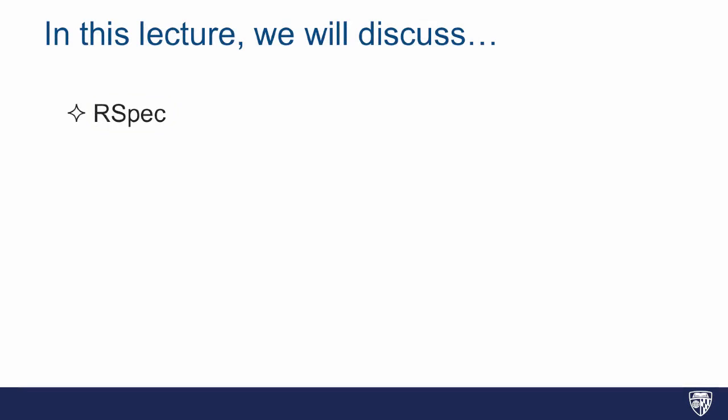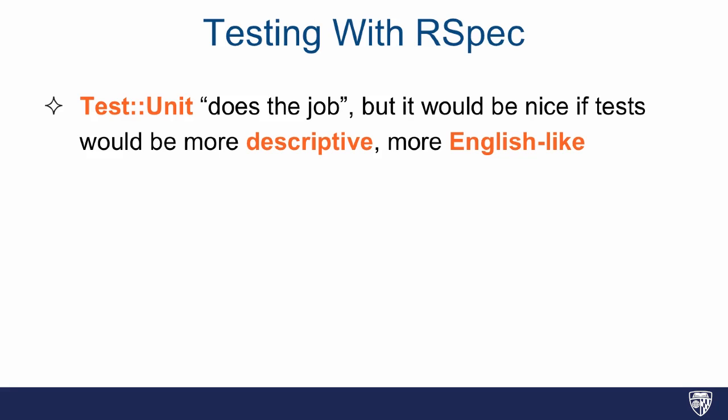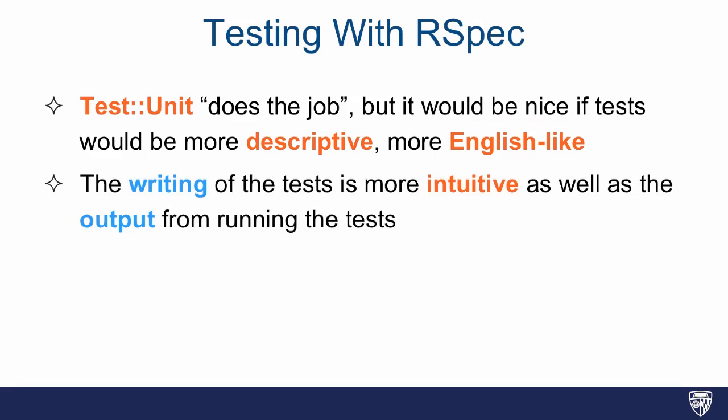In this lecture we'll continue our journey into unit testing in Ruby and we'll talk about RSpec. So far we've seen Test::Unit or Minitest, which seems to do the job, but now in Ruby it would be nice if you could write the tests in an even more descriptive, English-like manner. And with RSpec you can. The writing of a test is more intuitive, and the output from running the tests is a little bit more intuitive as well.